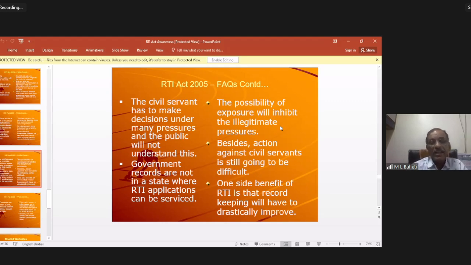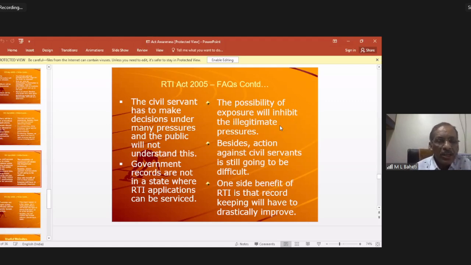There is a rider clause in the RTI. Whatever information is available to the MPs and MLAs should be made available to every Indian citizen. So the file noting in the Mantralaya, file noting in the Parliament, these are the properties. This can be asked for access by ordinary citizens also.